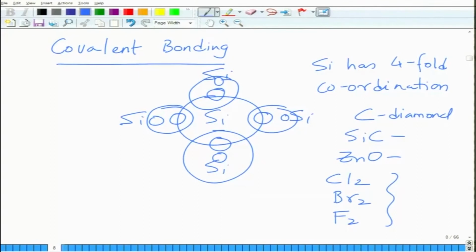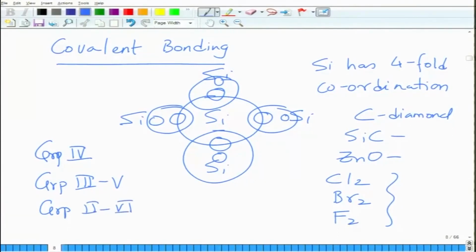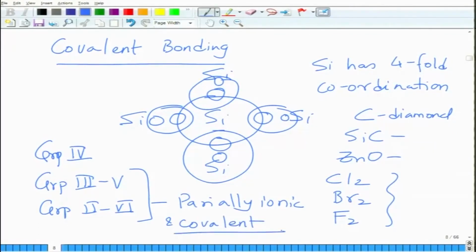Group 4 elements, and in terms of materials, group 3-5 semiconductors and group 2-6 semiconductors, they tend to have very strong covalent character. So, these also have ionic character, but they are partially ionic and covalent. So, these materials like silicon oxide, zinc oxide, silicon carbide, they have quite strong covalent character.